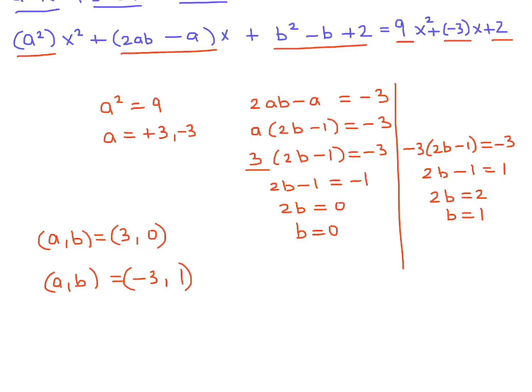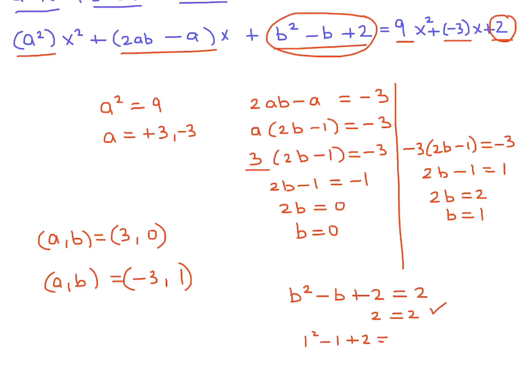Okay? And just for the sake of completion, I want to ensure that this is going to equal 2 for both the values that I got. So first, let's try it for 0. b squared minus b plus 2 is equal to 2. If b is 0, this indeed does work. And now let's try b equal to 1. 1 squared minus 1 plus 2 is equal to 2. And there you go, that works also. So these are my two ordered pairs.